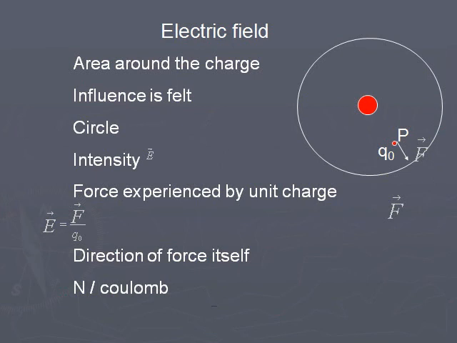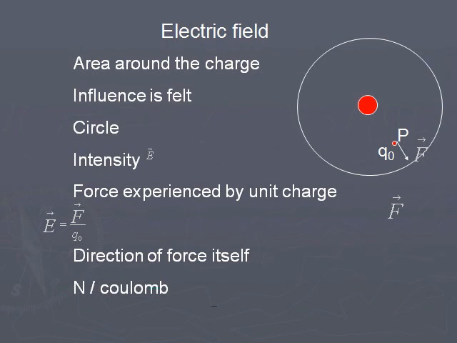For example, in the figure, you notice a white circle around a red dot. Let us imagine the electric field is situated like this. The radius of this circle can go on to increase up to infinity. Theoretically speaking, it extends up to infinity from a point charge.